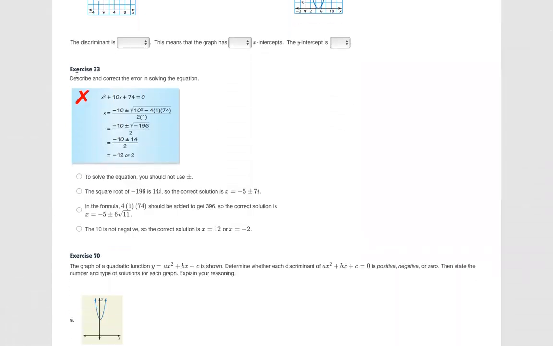Okay, on example 33, it says describe and correct the error. I'm going to go ahead and tell you right now, I'll circle it, but I'm not going to tell you the answer. The error is right here. From that step to that step is where they make a mistake.